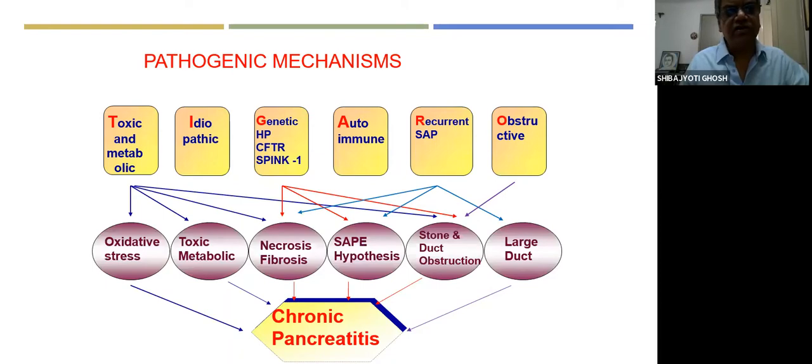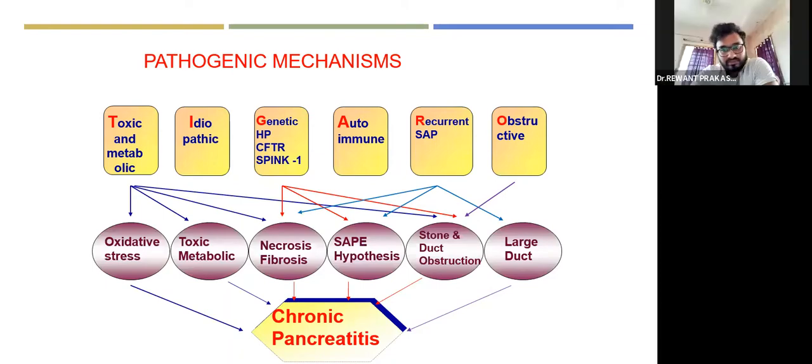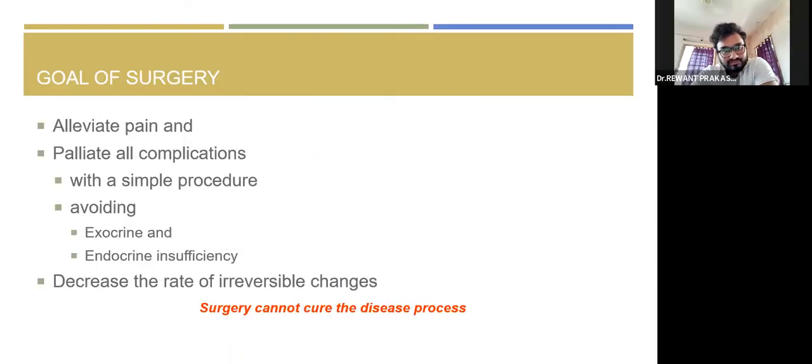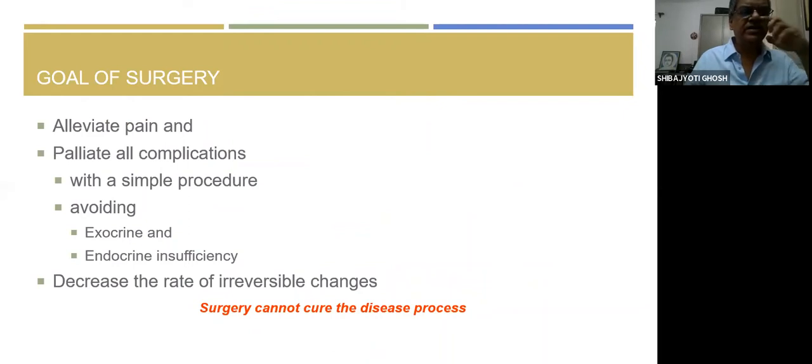I think you know it all, so I'm not going to tell about this. Basically the goal of surgery is to relieve the pain. That is the main target. So you should counsel the patient that the surgery is because of the pain, and it is not going to stop the disease process, because chronic pancreatitis is a progressive disease.